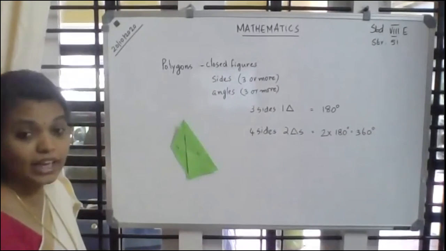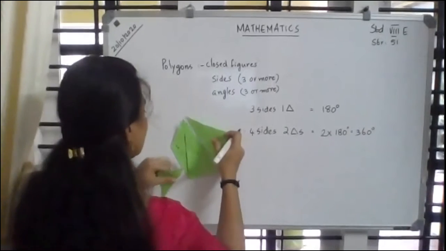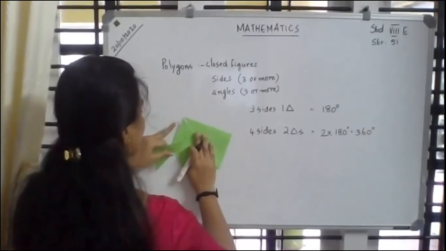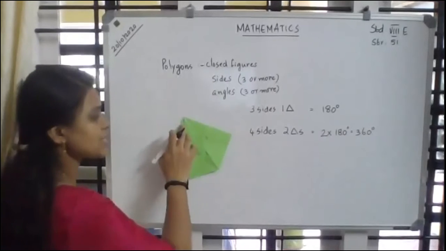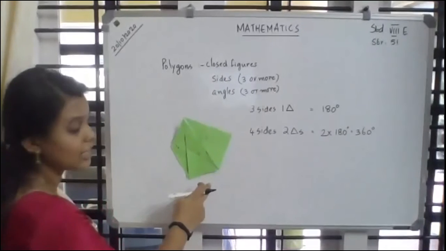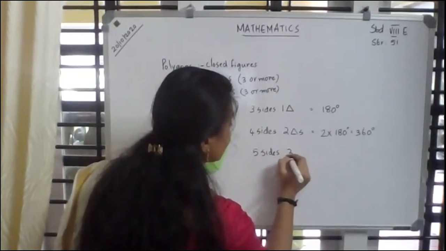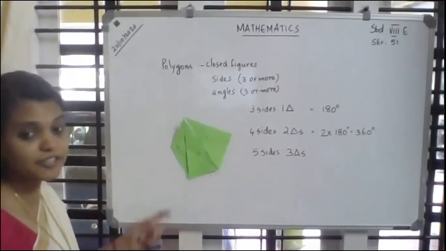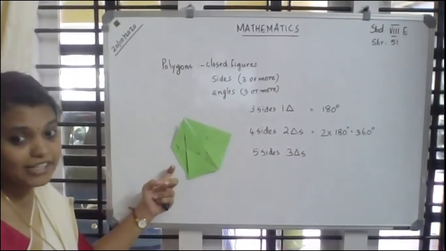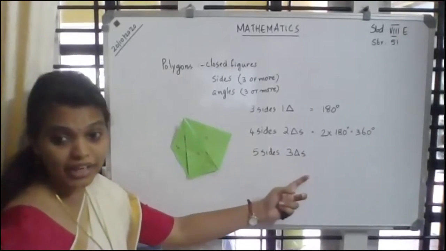Now, take the other triangle. We got 4 triangles, isn't it? So, take the other triangle and place it here, beside the second triangle. Now, how many sides can you see here? 1, 2, 3, 4 and 5. There are 5 sides. And how many triangles? 3 triangles. What is the name of this figure? Yes, it's a pentagon. A polygon with 5 sides is known as a pentagon. So here we have 5 sides and 3 triangles.